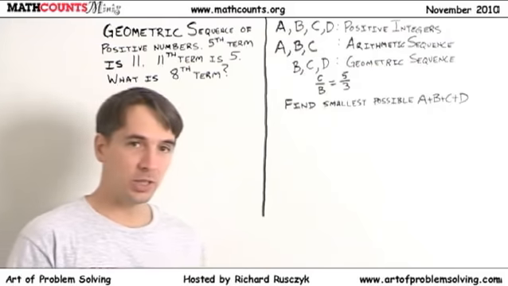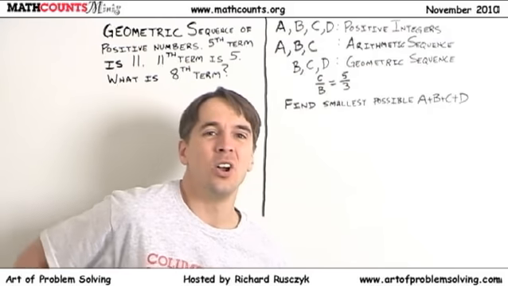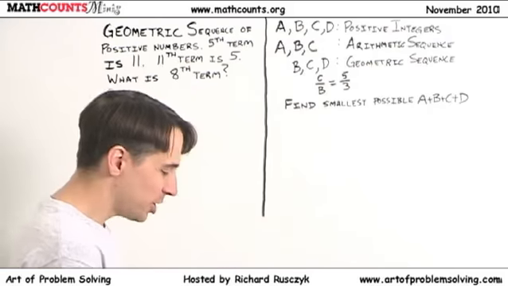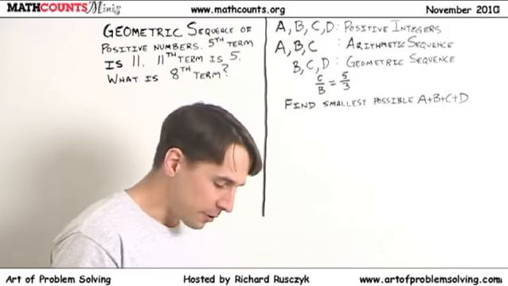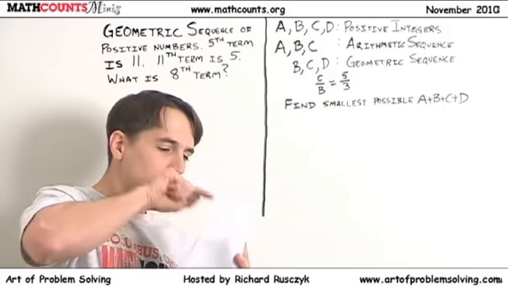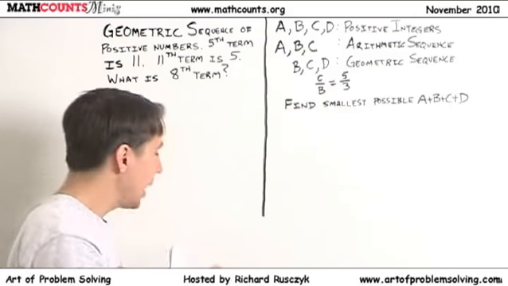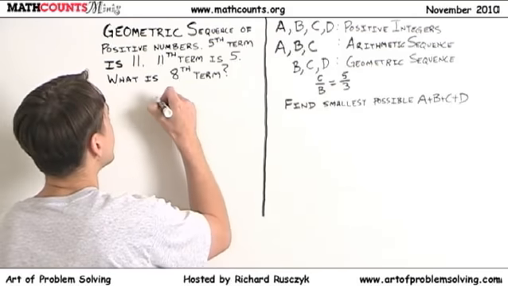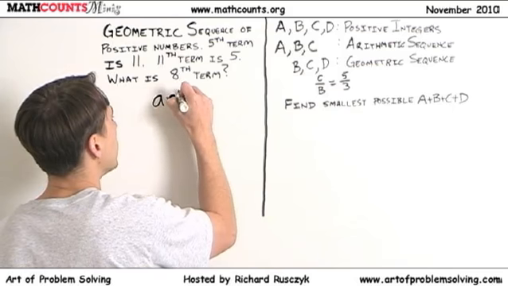And this is a geometric sequence problem. We know how to handle these. We've got formulas, formula sheets right here. We've got a formula for terms of a geometric sequence. I remember where that is. It's on this page. There it is. There's my formula. A times r to the n minus 1.